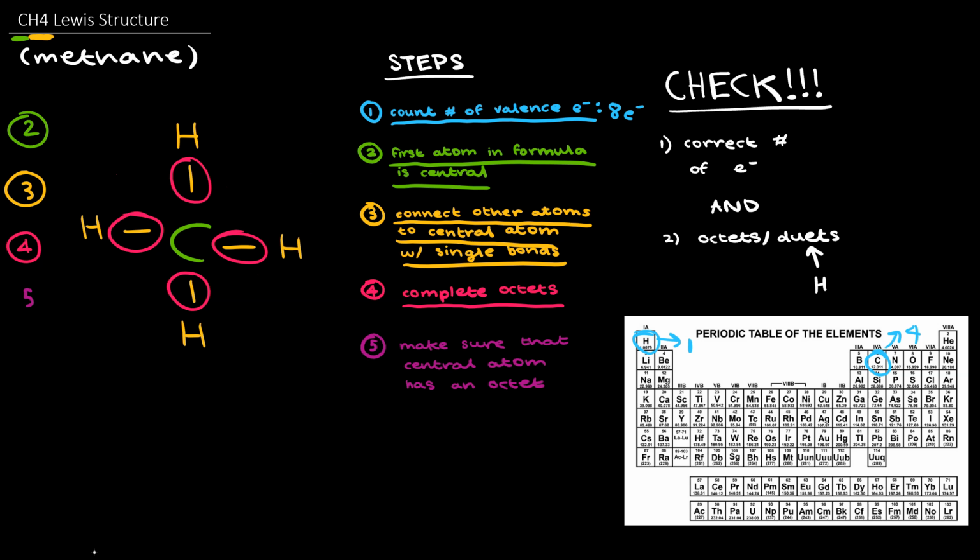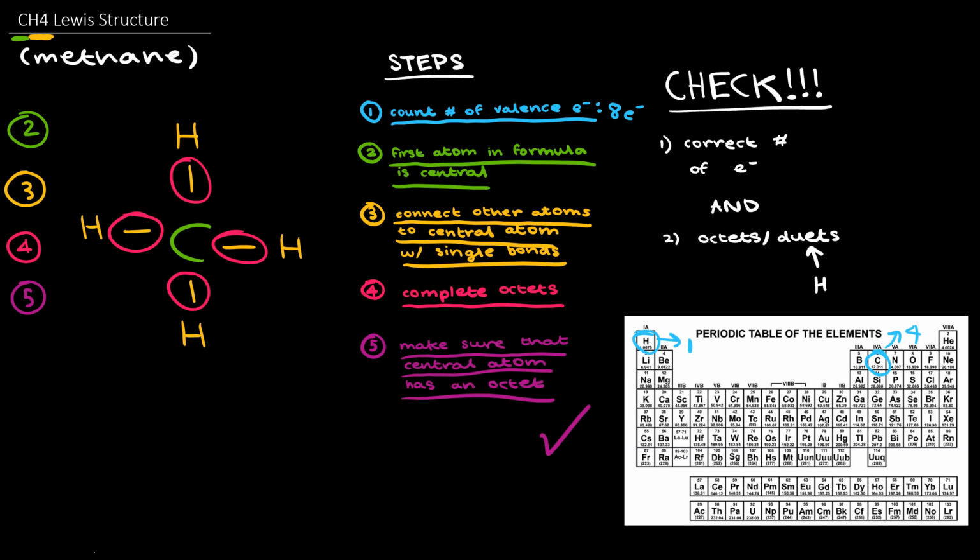Now looking at step number 5, it says that we need to make sure that the central atom has an octet. 4 single bonds equals an octet, so yes, the central carbon atom does have an octet.